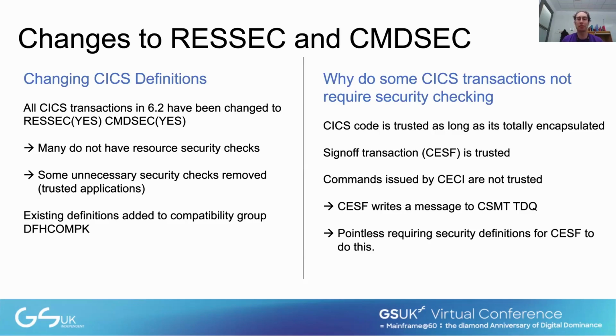So the entire purpose of running the transaction was to update this particular resource. It doesn't make sense to make you authorized to use the transaction and then authorized to use the resource as well when that's the transaction's only purpose. So in some of those cases, we've removed unnecessary security checks and said, okay, well, it's this application, so you can do its job. We provided compatibility group DFHCOMPK to allow you to put the old definitions back into back level releases.